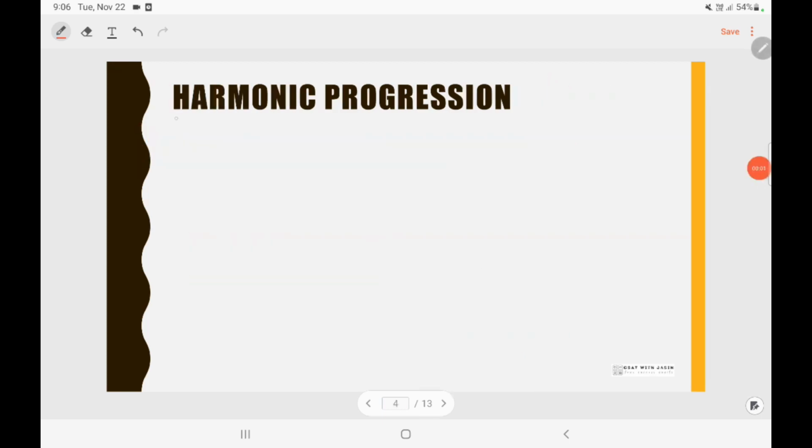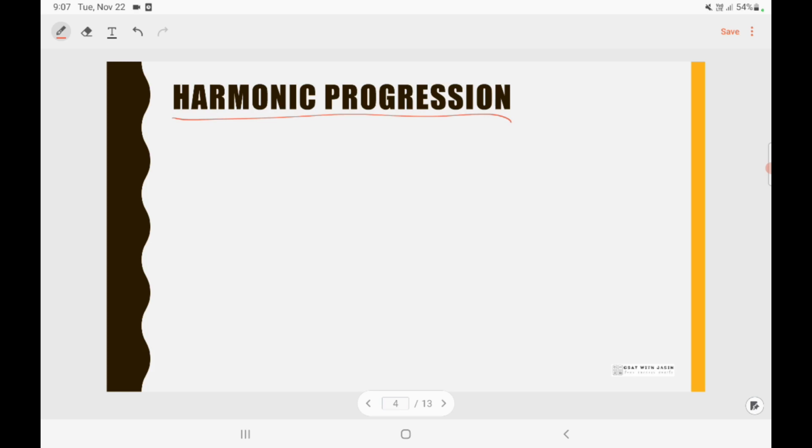So now we will look into the concept of harmonic progression. If you look at the UPSC questions, questions from arithmetic progression and geometric progression are very rare, and harmonic progression is the rarest of all. So it is very unlikely that you will get a question from harmonic progression in the UPSC exam, but you just need to understand the concept of harmonic progression.